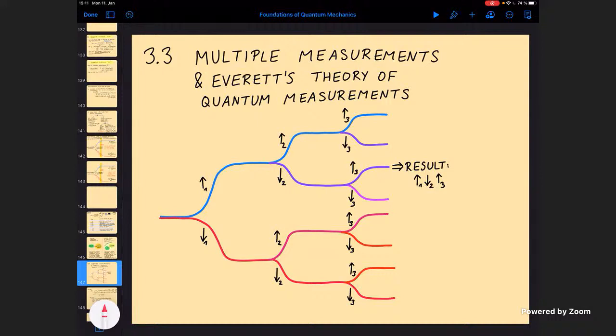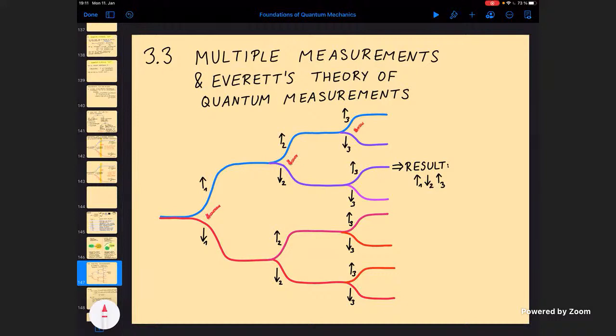So you start from the left, you measure spin number one, and you go into two different branches corresponding to spin up or spin down of particle one. That was the first decision point, so to speak. And then you do it a second time. You measure particle number two, spin up versus spin down, which leads to another branching point. And then you measure particle number three, which leads to another branching point.